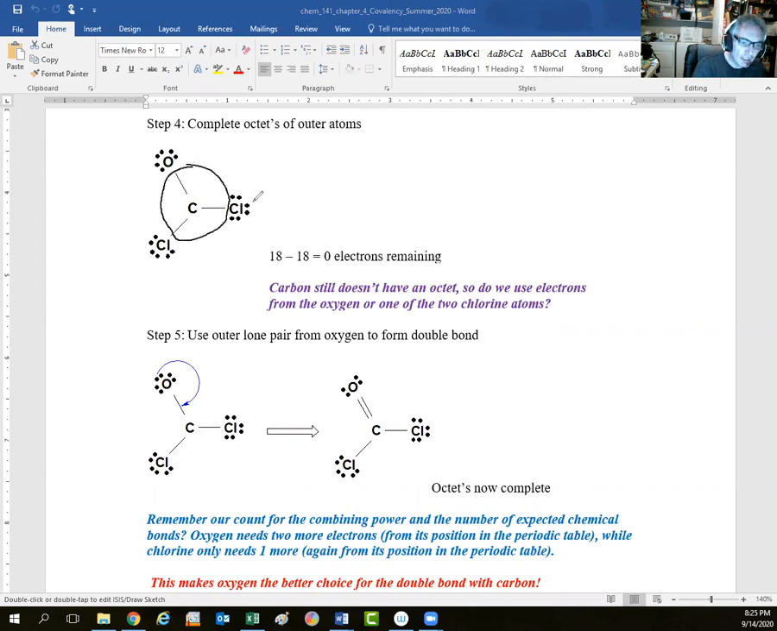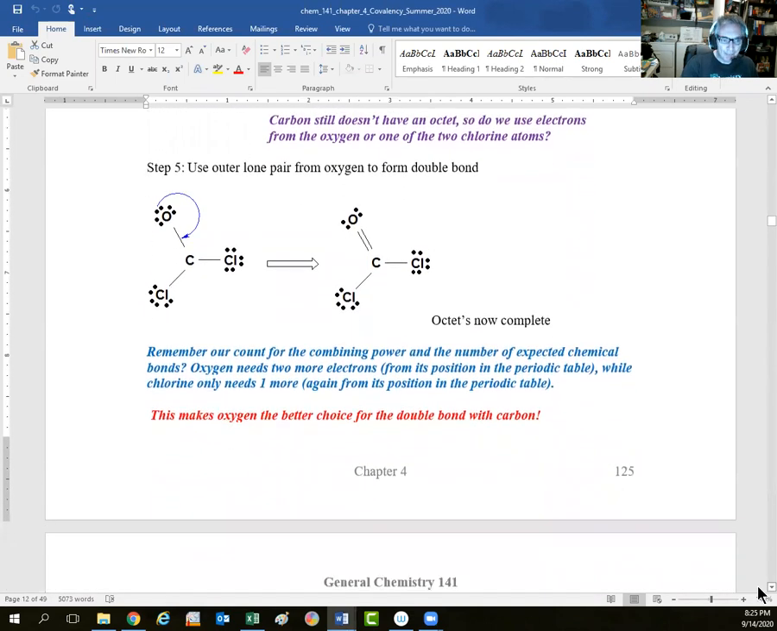These lone pair electrons have got nothing to do with the carbon. If they were, they'd be drawn as bonding pairs. 2, 4, 6. So incomplete octet. So we need to resort to a double bond to make that happen. Do we choose chlorine to supply us with the electrons, or do we choose oxygen? Well, obviously it's oxygen because you can see it down below.